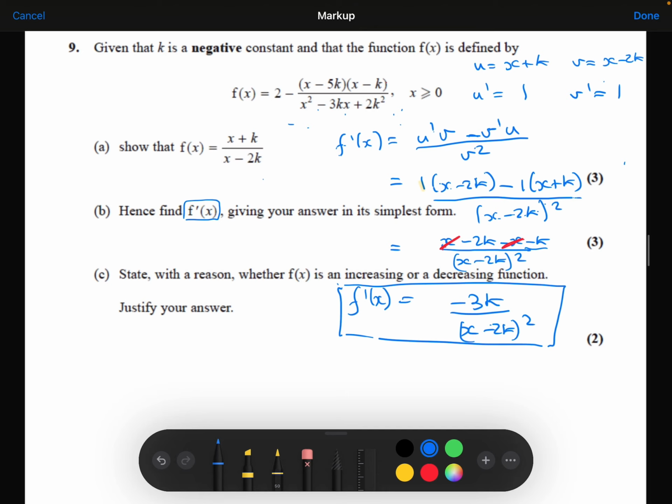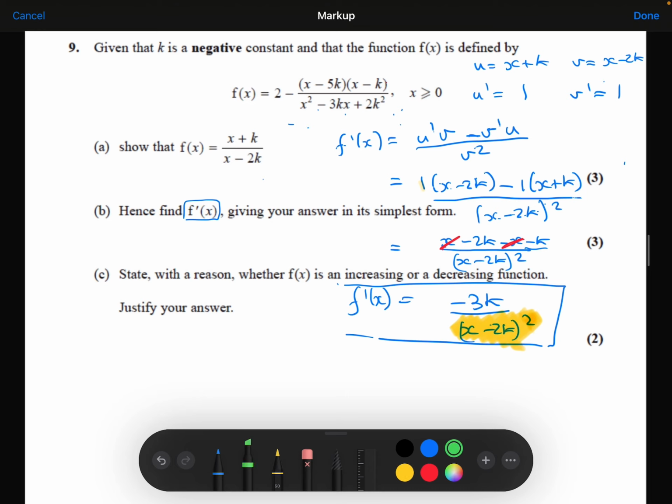Then for part C, state with a reason whether f of x is an increasing function or a decreasing function, and we need to justify our answer. Remember that an increasing function is one that has a positive gradient. A decreasing function is one that has a negative gradient. So the question's asking, is this positive or is this negative? Well, first thing, the denominator is definitely positive because it's squared. That squared there means that this denominator is always going to be positive.